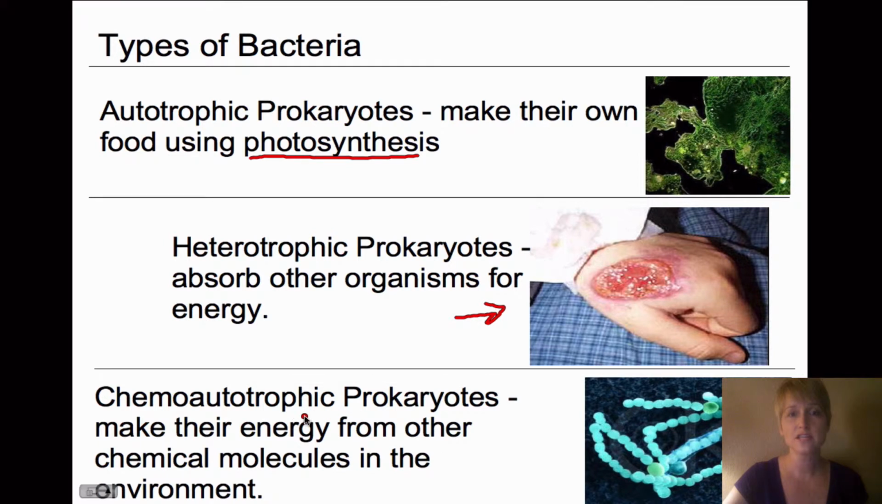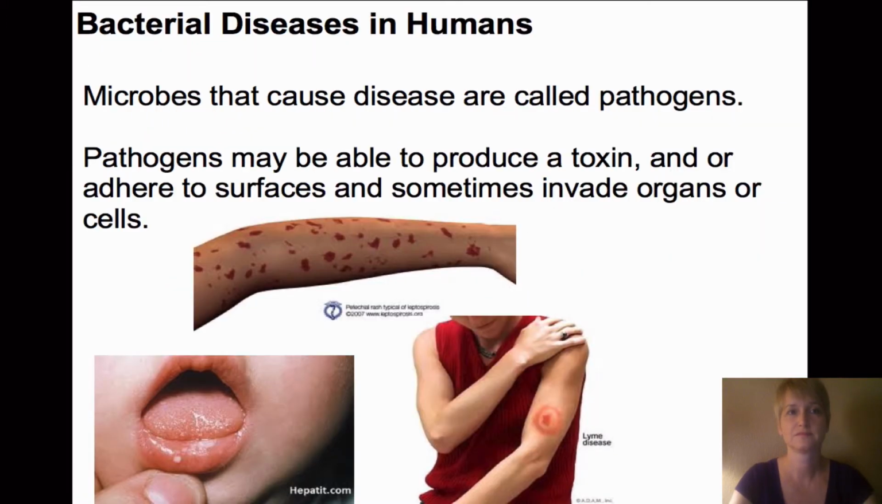And then there's also chemoautotrophic prokaryotes, and they make their energy from using molecules that are in the environment. So we have bacterial diseases. Microbes that cause disease are called pathogens. So pathogens produce a toxin, and they are harmful to whatever organism that they're on. Pathogens don't just affect humans, they affect animals and sometimes even plants.